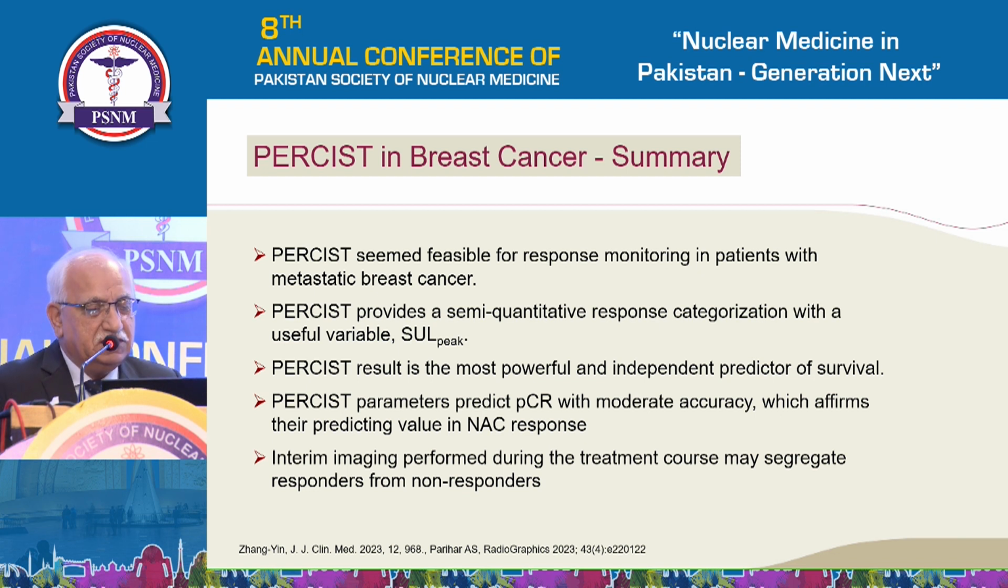PERCIST seems to be feasible for response monitoring in patients with metastatic breast cancer. PERCIST provides a semi-quantitative response categorization with the useful variable of SUL peak rather than SUV max. PERCIST results in the most powerful and independent predictor of survival, and PERCIST parameters predict pathological complete response with moderate accuracy, which affirms their predictive value in neoadjuvant chemotherapy. Interim imaging performed during the treatment course may segregate responders from non-responders.